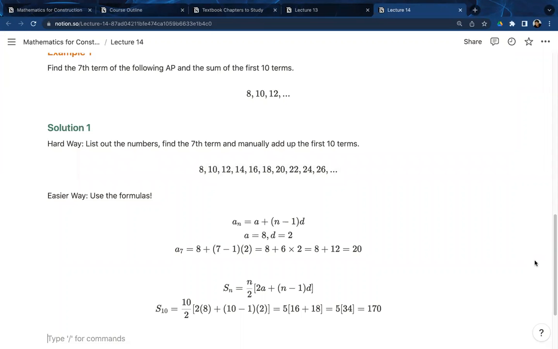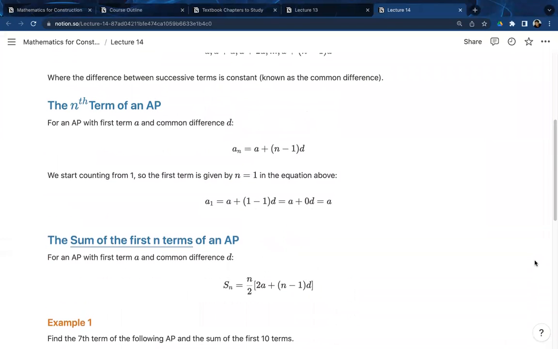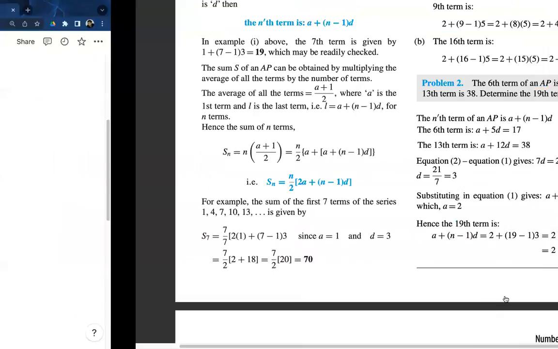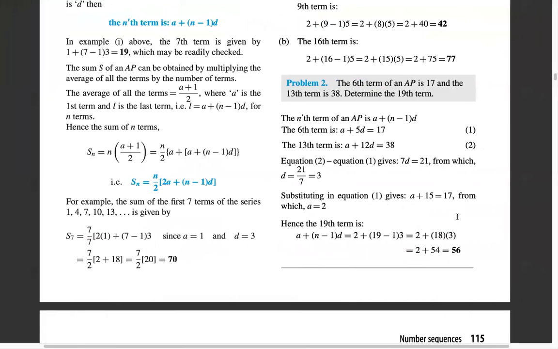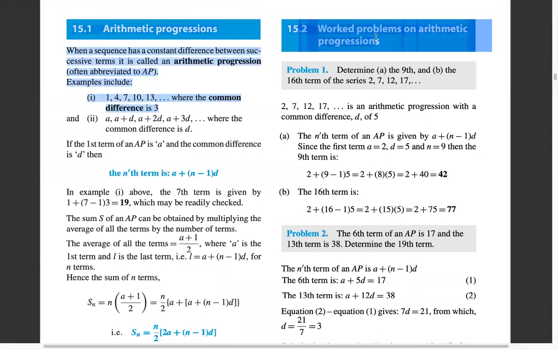So believe it or not, everyone, those are the only 2 formulas in this topic that you need to know: the nth term and the sum of the first n terms. So we could go through some problems here that are work problems.